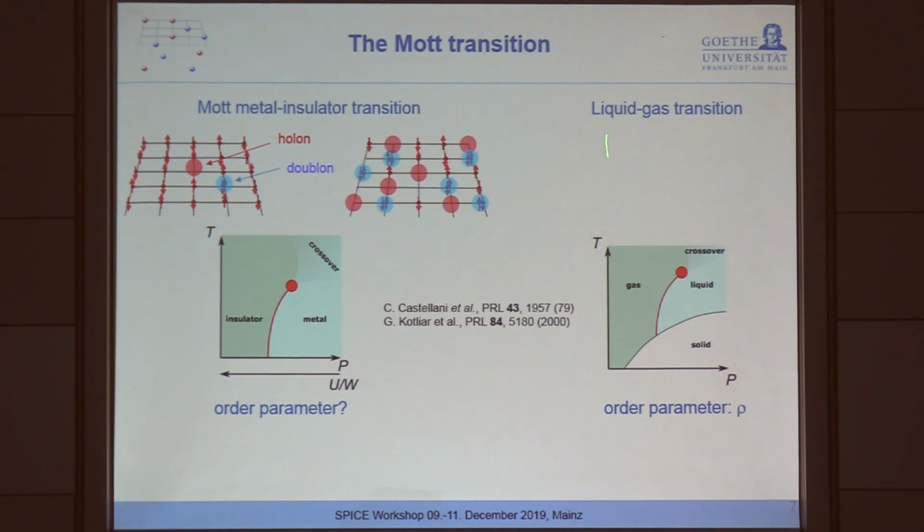And as for the liquid-gas transition, where the order parameter is the density, it is argued that in this case, the density of these objects, so to say, mimics the role of an order parameter. And as it is a scalar, then the natural universality class would be the Ising universality class. And I think there's consensus in the community that for a purely electronic system, the Mott transition would fall in the Ising universality class.